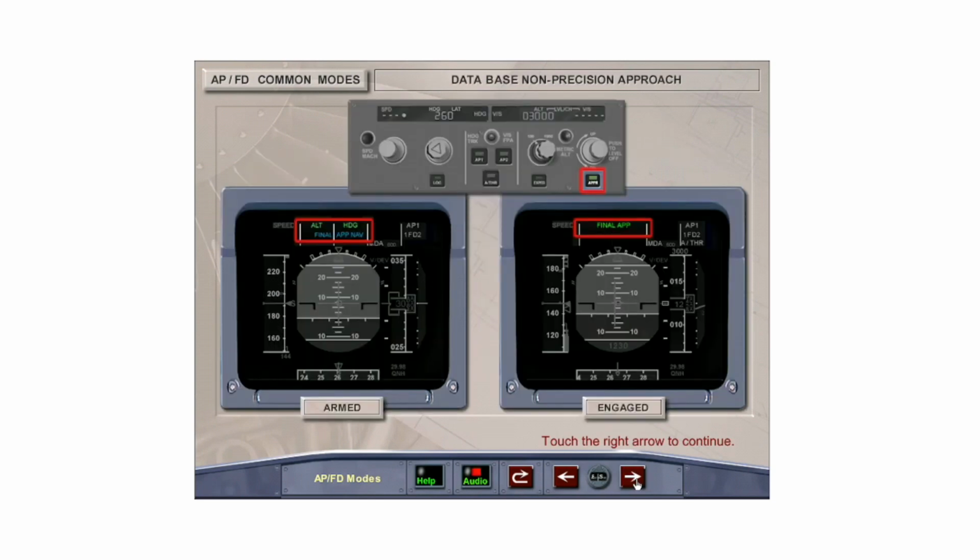The non-precision approach mode guides the aircraft laterally and vertically down to the minimum descent altitude. When a non-precision approach is contained in the database and selected into the active flight plan, pressing the approach pushbutton arms the approach nav and final guidance modes. If managed lateral nav was already engaged, approach nav engages immediately. When the lateral guidance is engaged, the FMA displays approach nav in the lateral modes column, and when vertical guidance is engaged, final approach is displayed.